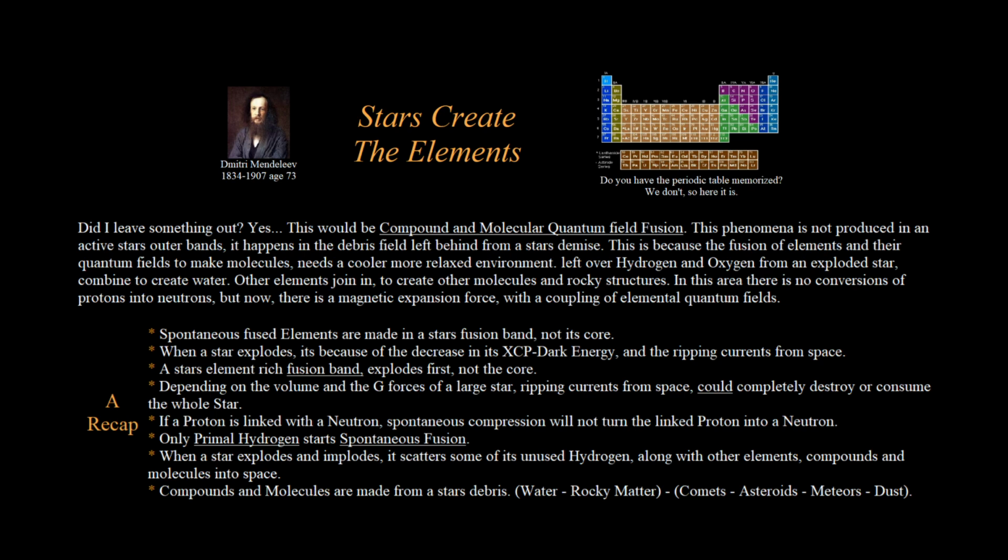Depending on the volume and the g-forces of a large star, ripping currents from space could completely destroy or consume the whole star. If a proton is linked with a neutron, spontaneous compression will not turn the linked proton into a neutron. Only primal hydrogen starts spontaneous fusion. When a star explodes and implodes, it scatters some of its unused hydrogen, along with other elements, compounds, and molecules into space. Compounds and molecules are made from a star's debris: water, rocky matter, comets, asteroids, meteors, dust. Atomic, subatomic, magnetic bonding. Man-made fusion, fission.